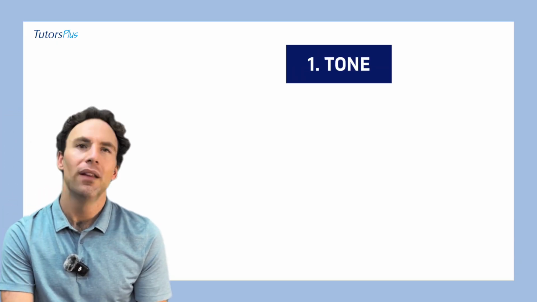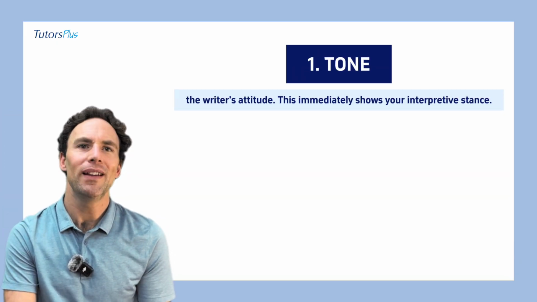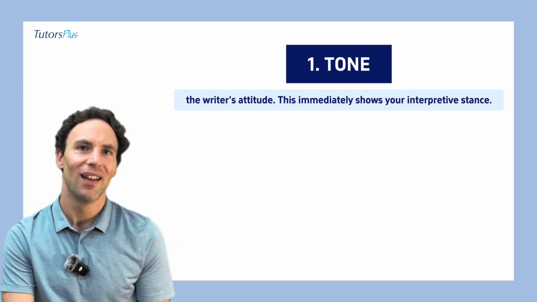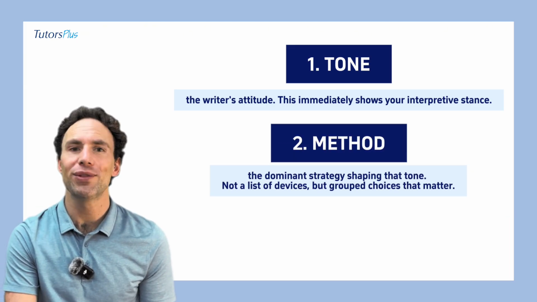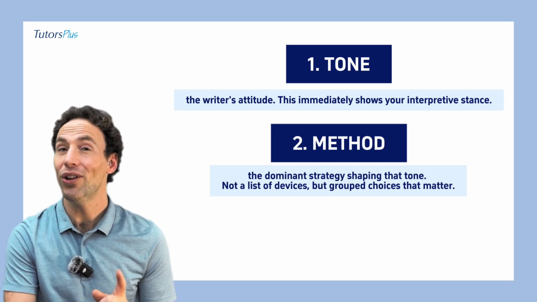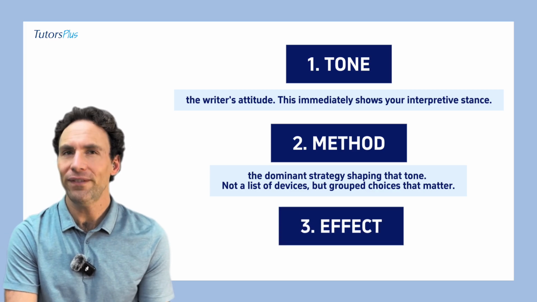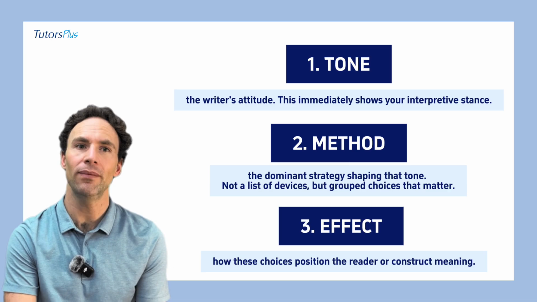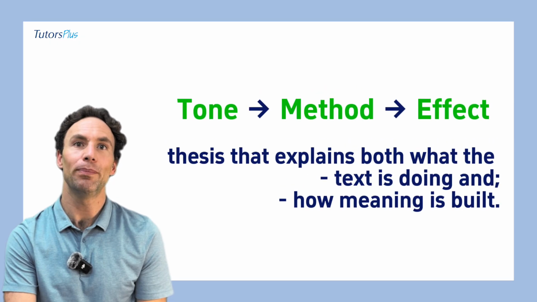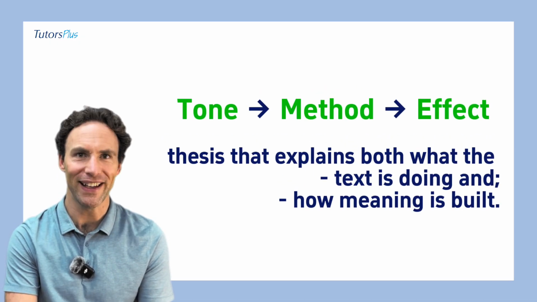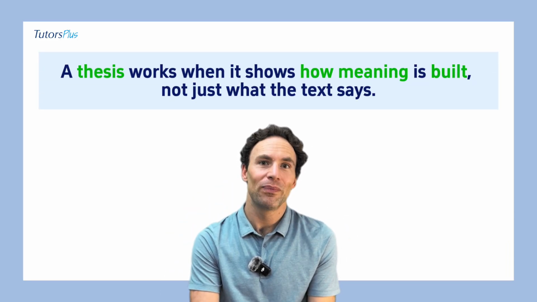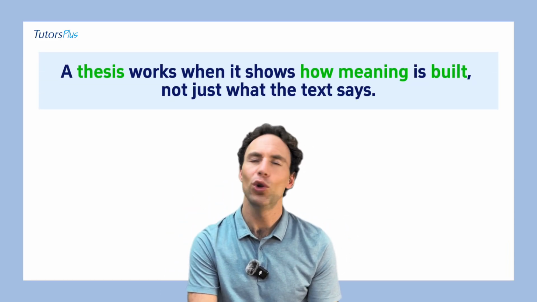Starting with tone. Here's the writer's attitude, and it immediately shows your interpretive stance. Then we add the method, the dominant strategy that's shaping the tone. But it's not a list of devices, but grouped choices that matter. And finally, explain the effect, how these choices position the reader or construct that meaning. And then combine them, and you have a thesis that explains both what the text is doing and how meaning is built. That's all the thesis is: a clear movement between tone, method, effect. And a thesis works when it shows how that meaning is built, not just what it says.